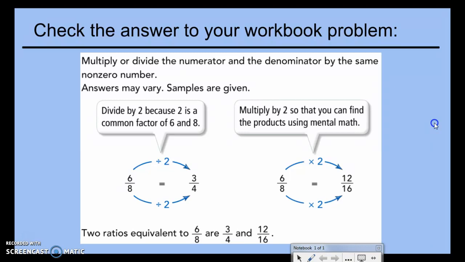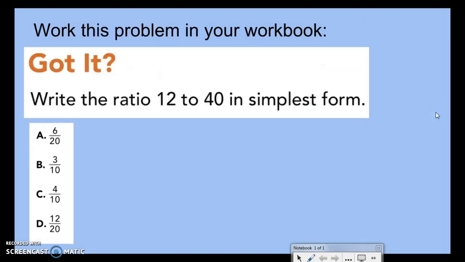Alright guys, the video is going to be kind of short today. So most of it is just a few problems to work out and practice because we already know the gist of what we're doing from the past 2 videos. So let's keep going. I want you to write the ratio 12 to 40 in its simplest form.